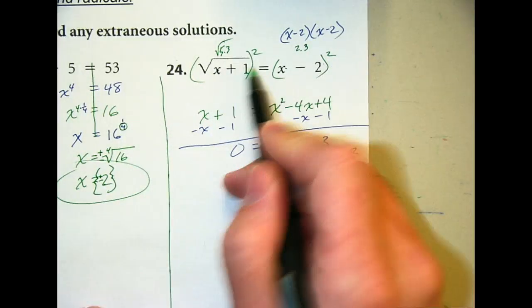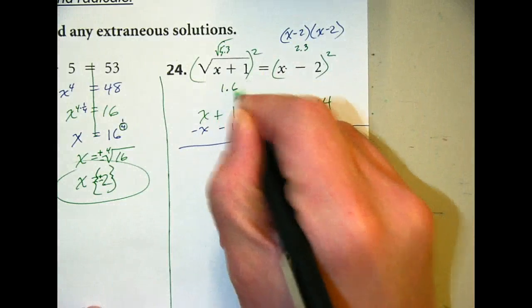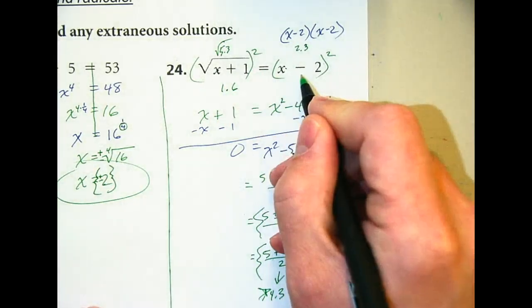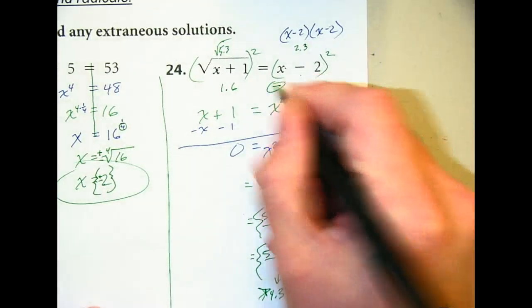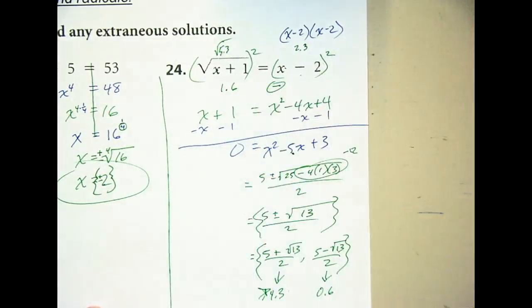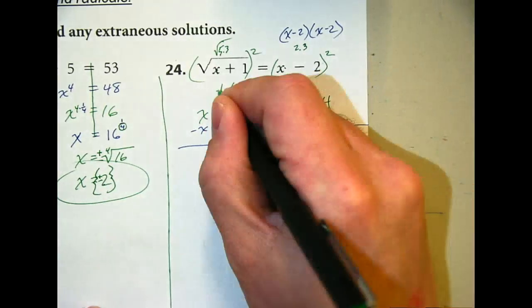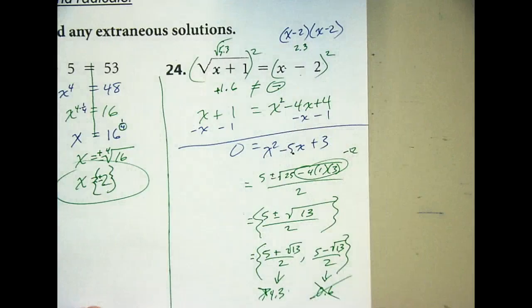0.6, we put it in. 0.6 plus 1 is 1.6. 0.6 minus 2. Yeah, it doesn't even matter. It's negative, right? It's negative something, which means it's not positive, which means it's not equal. This one's a positive. This one's a negative. This one doesn't work.